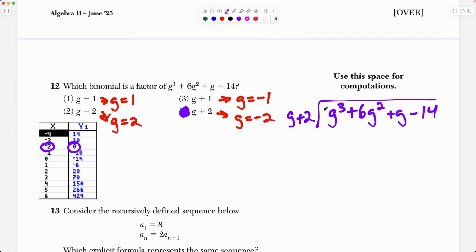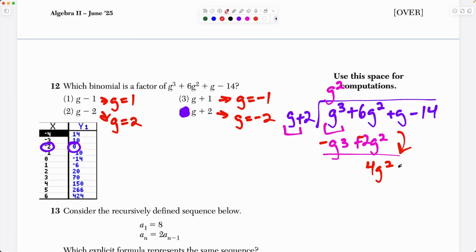But what we do now is we divide the leading terms. So I do g to the third divided by g is g squared. And then I multiply g squared times g is g to the third. And then g squared times 2 is 2g squared. And then what you do with polynomial division is you subtract each of these pieces. So the first 2 terms here cancel out, but then 6g squared minus 2g squared is 4g to the second. And then I bring down the next term and just continue the process. So now I'm going to divide the leading terms here.